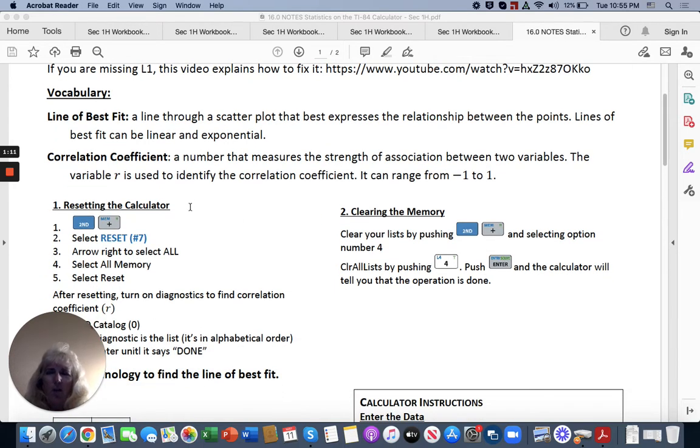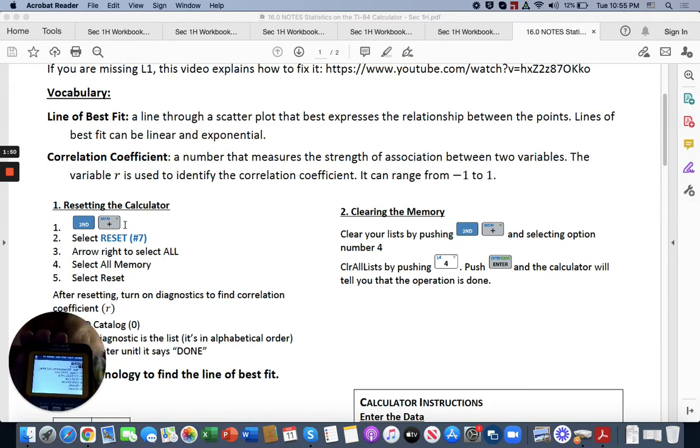Okay, first we're going to go over a few calculator things on the TI-84 Plus. To reset the calculator, you go second and then push the plus. So I'm going to turn it on, and then once you have it on, you do second and the plus sign, which is the memory. Second is the blue button, and the plus sign is right over here. That brings up the memory part.